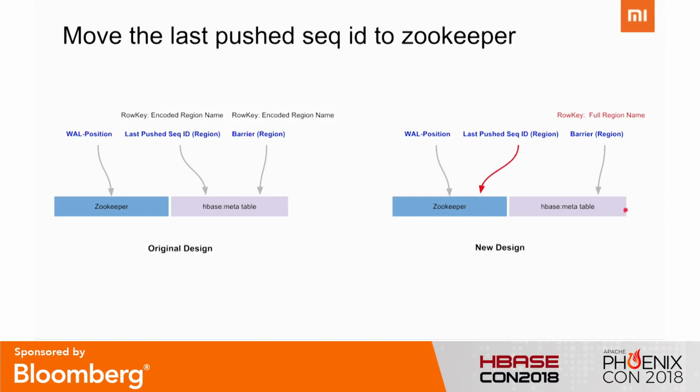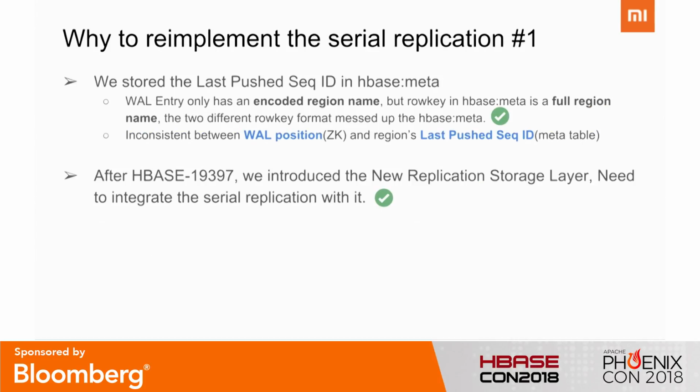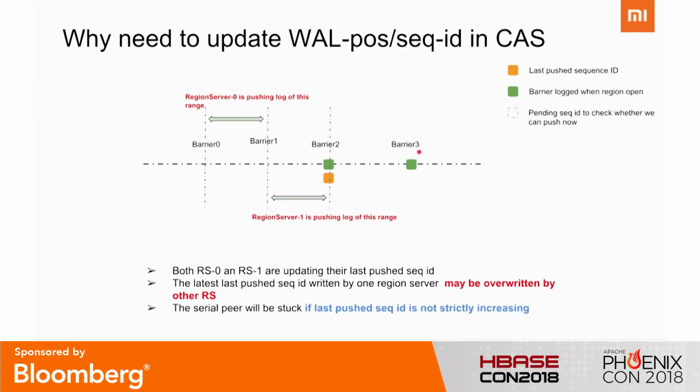But we still store the barrier in the HBase meta table with its row key being the full region name. So the row key mess problem has been fixed, but the inconsistency between ZooKeeper and the meta table still exists. So I need to update the WAL position and the last pushed sequence ID in an atomic operation.